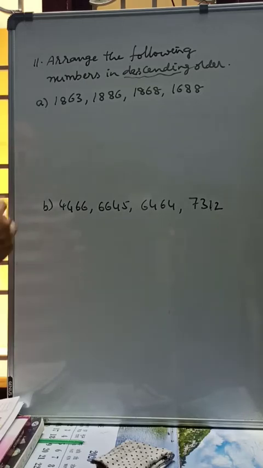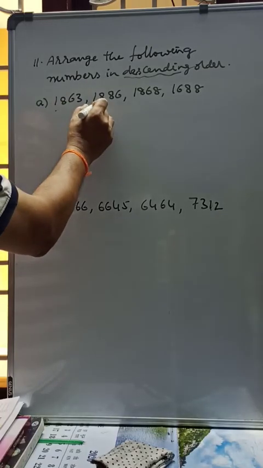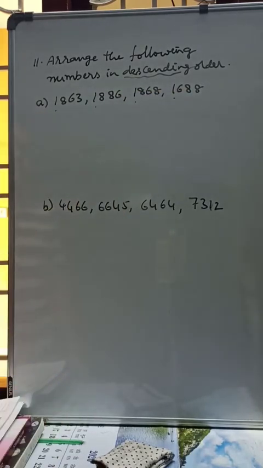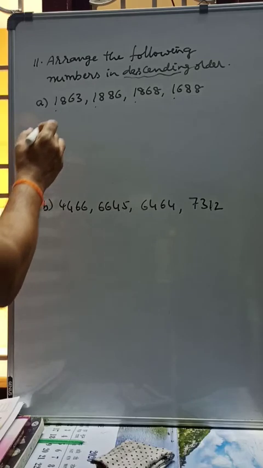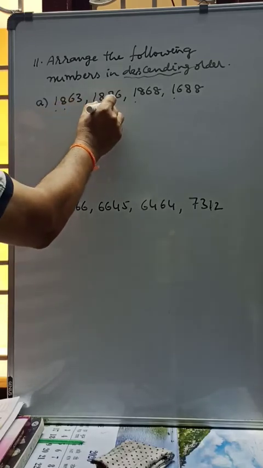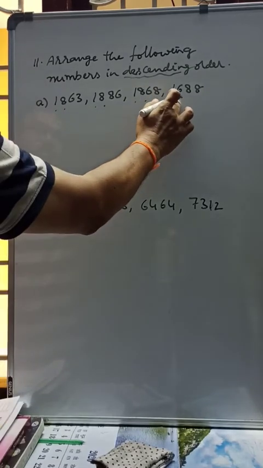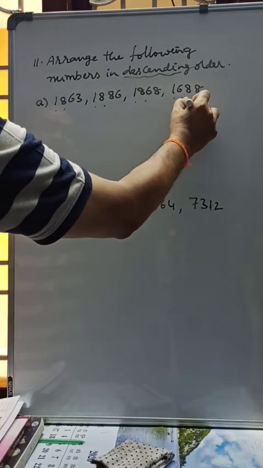Then comparing the thousands place, we have 1, 1, 1 and 1. All the thousands places are the same. Coming to the hundreds places, 8, 8, 8 and 6. 6 is the smallest number, so we will write it last. So give the number 4 to this.